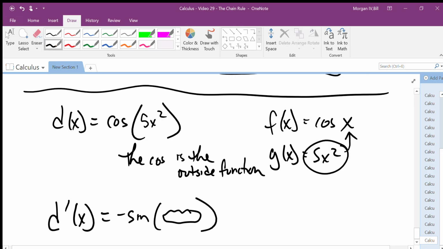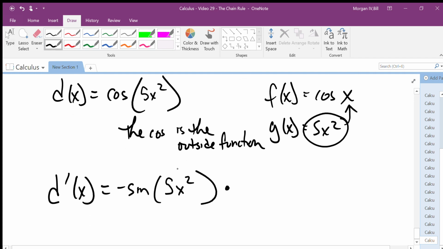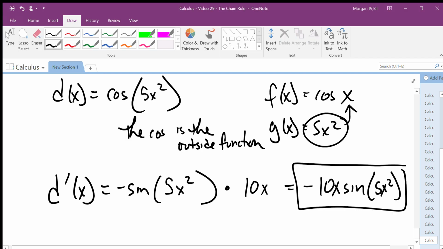That 5x squared is still 5x squared right here. We're not taking the derivative of that at that point. We multiply it then, now times the derivative of the inside. We multiply it by the derivative of 5x squared, which is 10x. And we end with negative 10x sine of 5x squared is our derivative. Okay, that's the chain rule. There's 6 examples with the chain rule. We'll try it in a little bit different format in the next video.